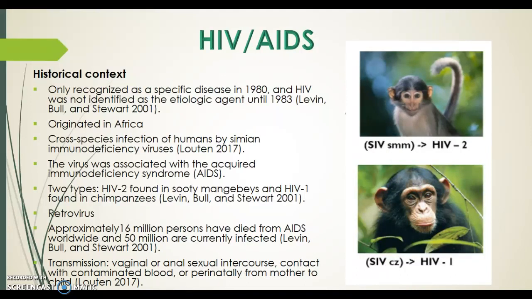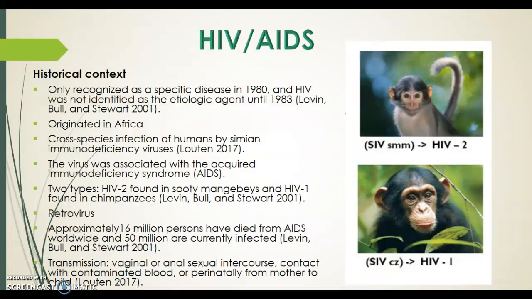Human immunodeficiency virus or acquired immunodeficiency disease syndrome. Well, a little bit about the historical concept. It was only recognized as a specific disease in 1980, and the human immunodeficiency virus was not identified as the etiologic agent until 1983. It originated in Africa. There was actually a cross-species infection of humans by the simian immunodeficiency virus. The virus was associated with the acquired immunodeficiency syndrome.